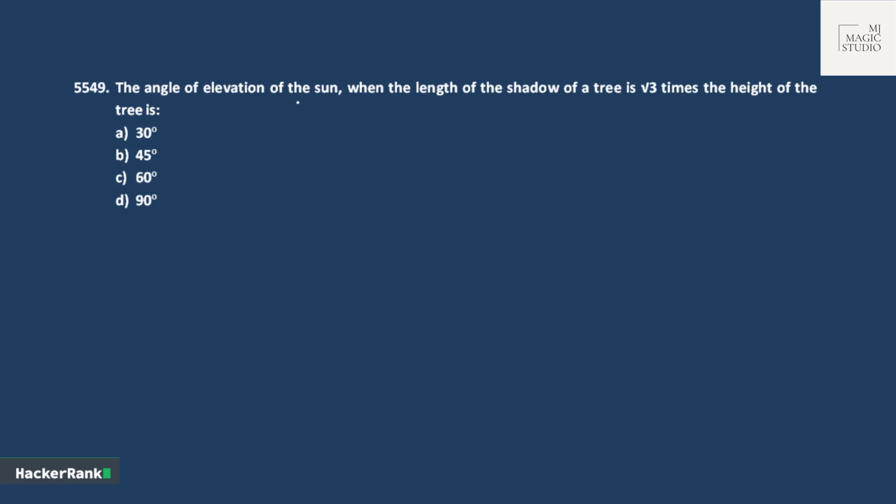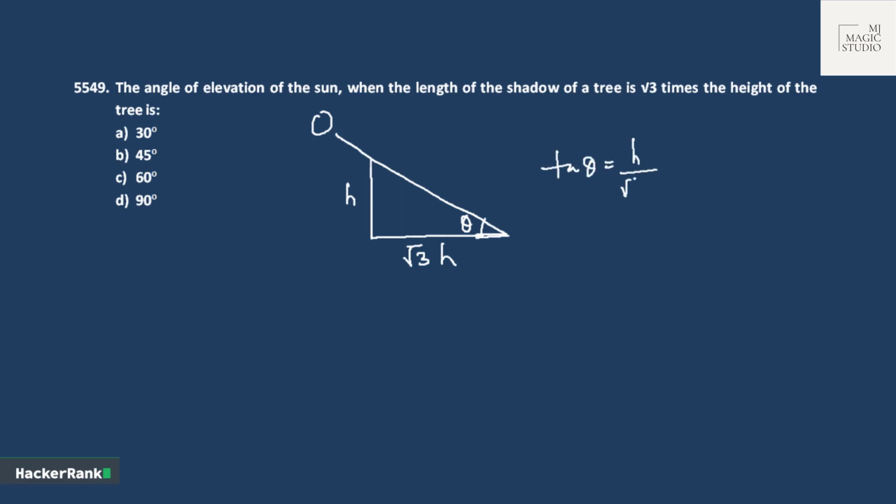The angle of elevation of the sun when the length of the shadow of a tree is root 3 times the height of the tree. This is the tree. Length of the shadow is root 3 times the height of the tree. And here is the sun. We are looking for this angle. Tan theta is perpendicular by base, which equals 1 by root 3. That is tan 30 degrees. Therefore, theta, the angle of elevation of the sun, is 30 degrees. Option A fits in.